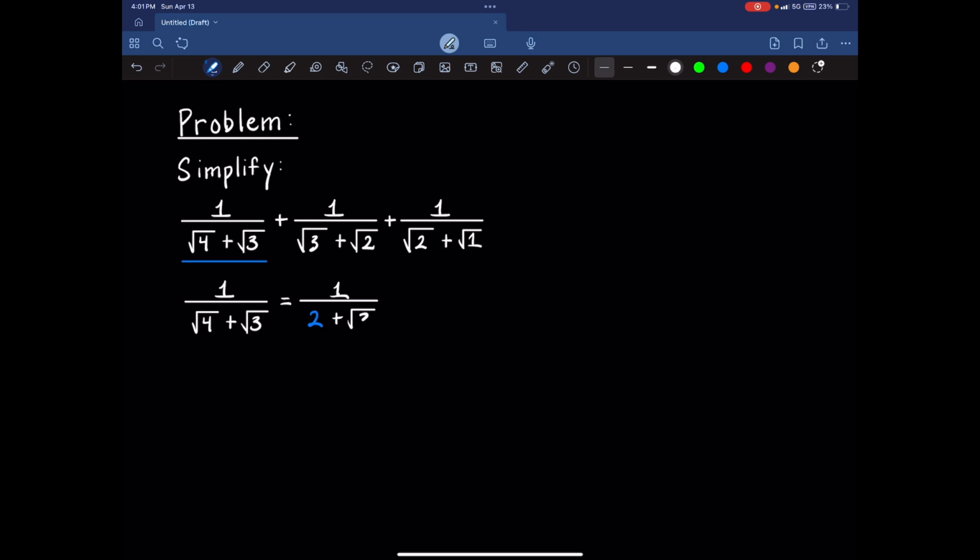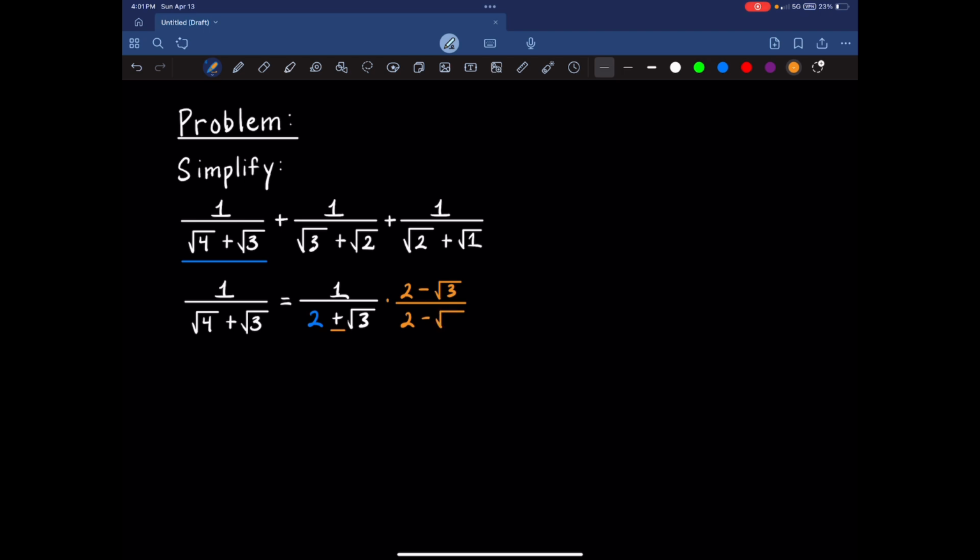And now comes the really clever trick. This trick is called the conjugate. To find the conjugate, all you have to do is flip this one sign right here. And when you multiply by the conjugate, so in this case it'd be 2 minus, right, we're flipping the sign, minus the square root of 3 divided by 2 minus the square root of 3.